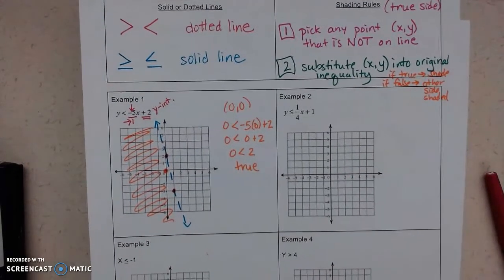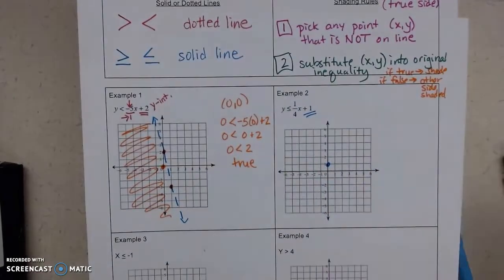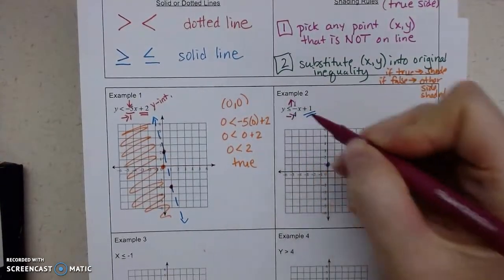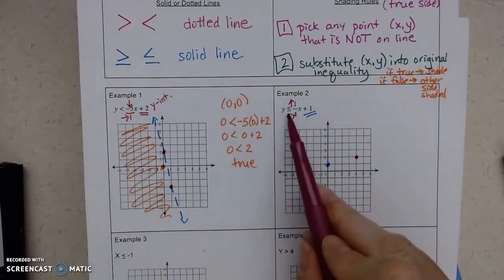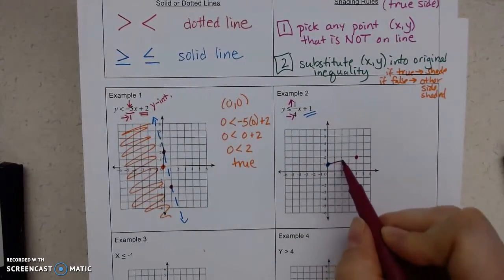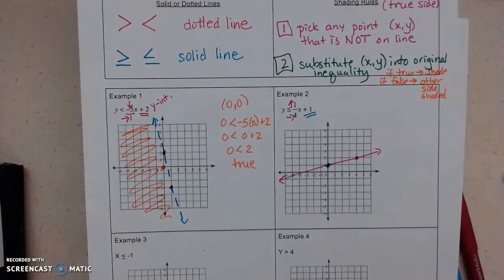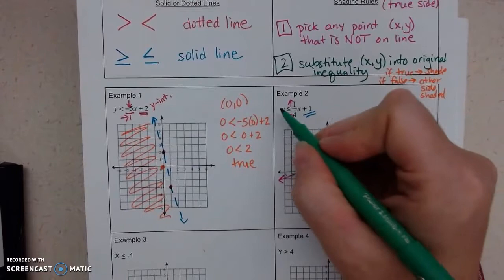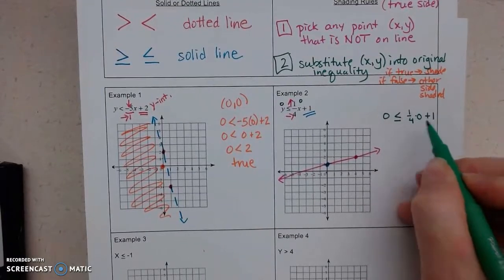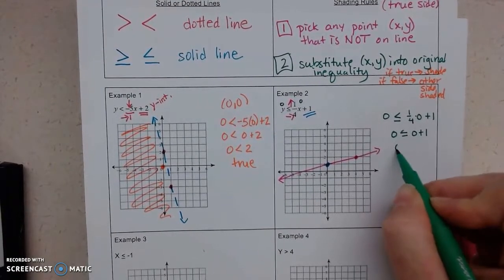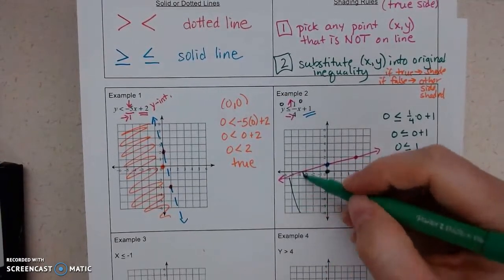All right, let's try our second one. Same thing, go to the y-axis, and we're going to go to +1. Our slope, we're going to go up 1 and to the right 4 from this dot. So, solid or dotted line, we have the bar, so we're going to get a solid line. And once again, pick a point. So I'm going to pick 0, 0. So is 0 less than or equal to 1/4 times 0 plus 1? 0 is less than 0 plus 1. 0 is less than 1. That is true. So 0, 0 is down here, so we're going to shade everything below.